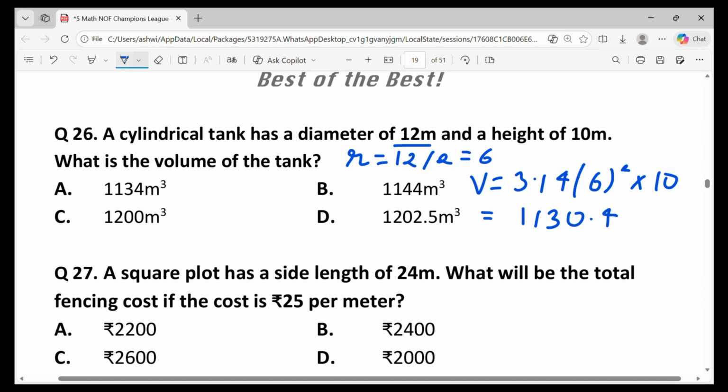1130.4. Sorry, it will be 1134. That is option A.